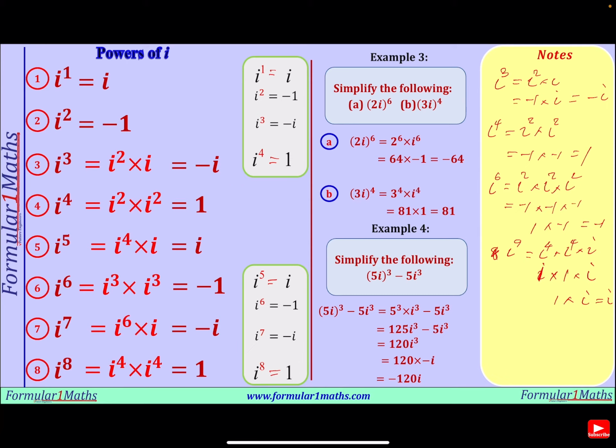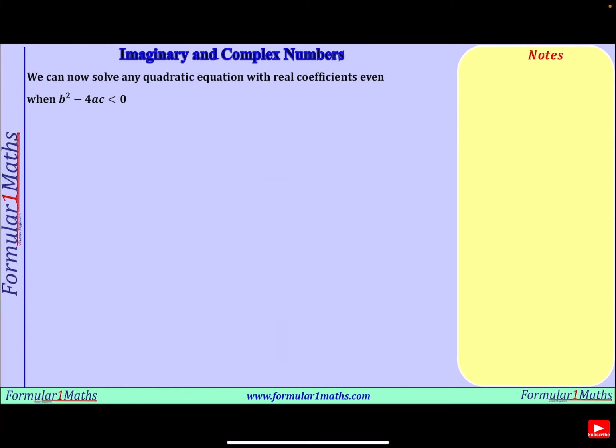We can now solve quadratic equations with real coefficients, even when the discriminant b squared minus 4ac is less than 0. Normally for a quadratic equation, if the discriminant b squared minus 4ac is less than 0, you do not have a solution. But now we can do that. So for example, solve this equation here.